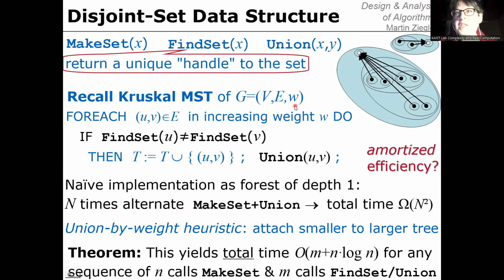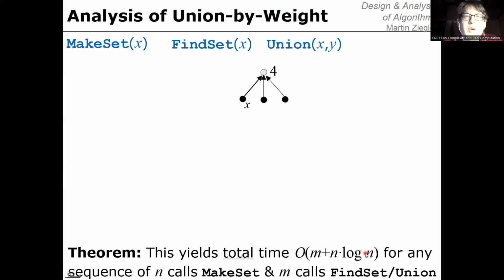Okay, thank you very much for your questions and for the opportunity to clarify some points. And now, as promised, we're moving on to prove this theorem, stating that the simple union by weight heuristic results in an amortized logarithmic cost for the disjoint set data structure. So that's what we want to do now.